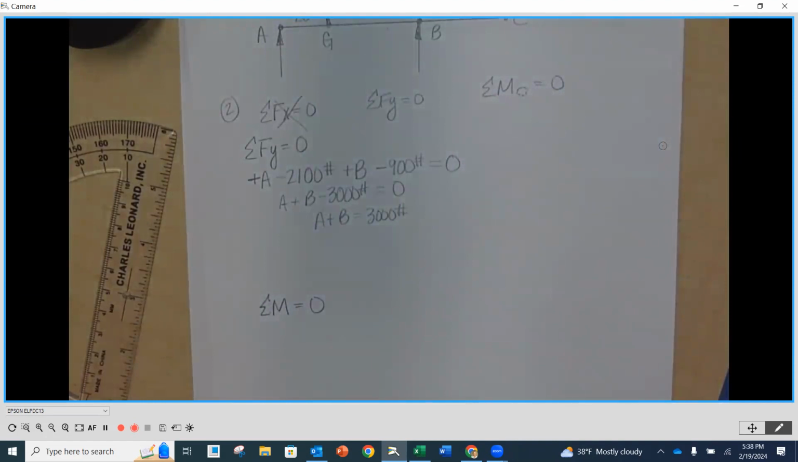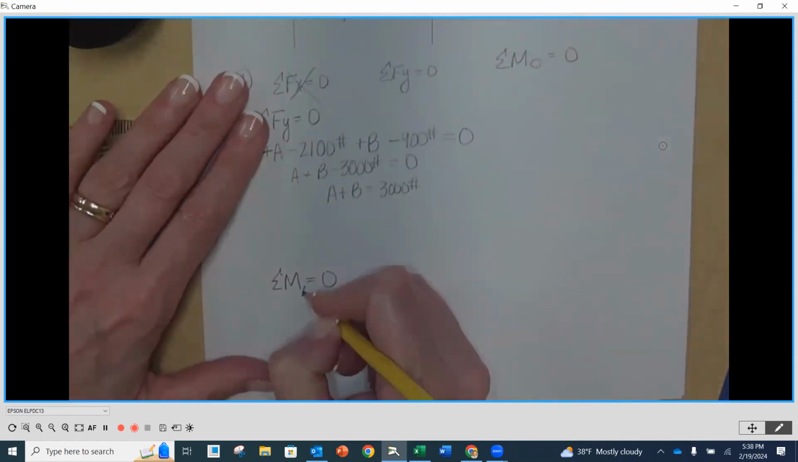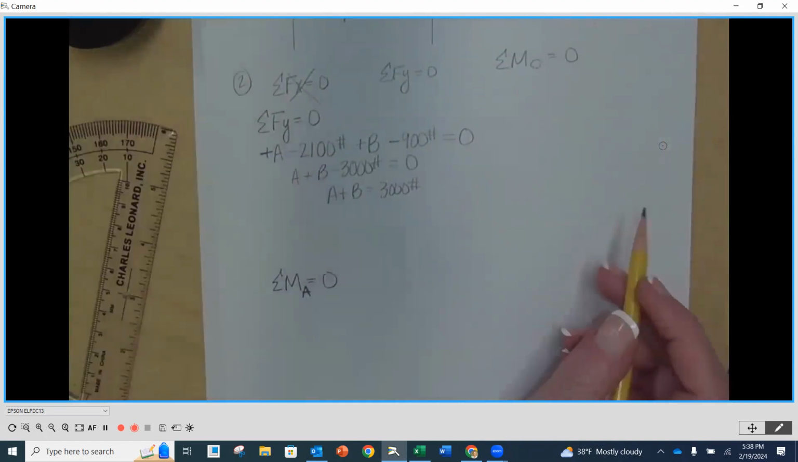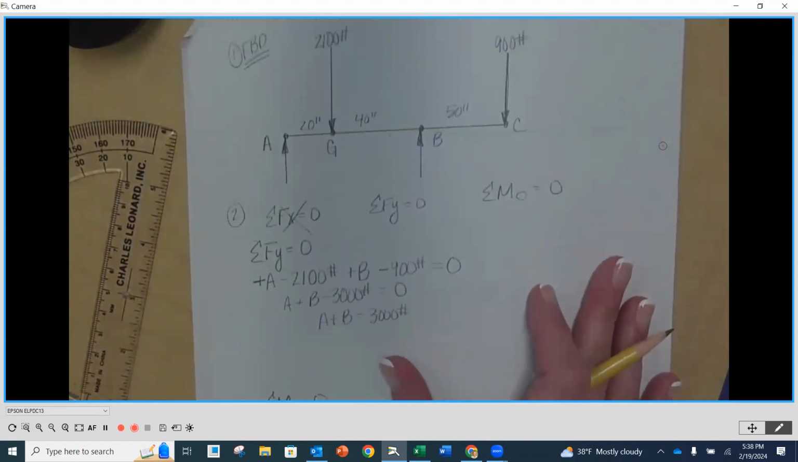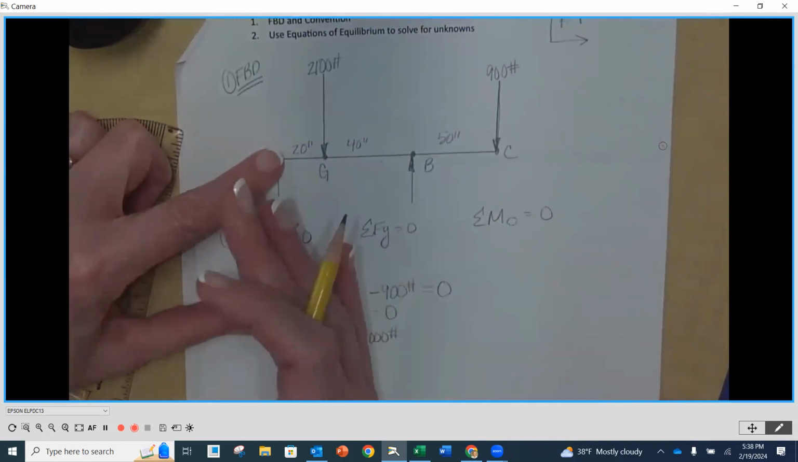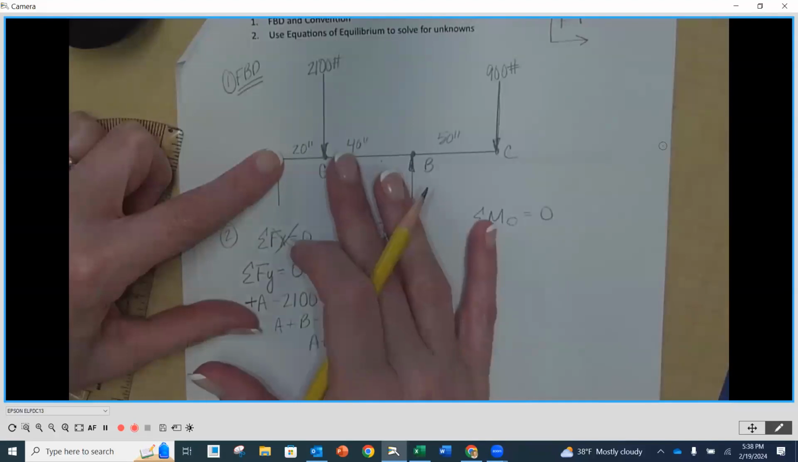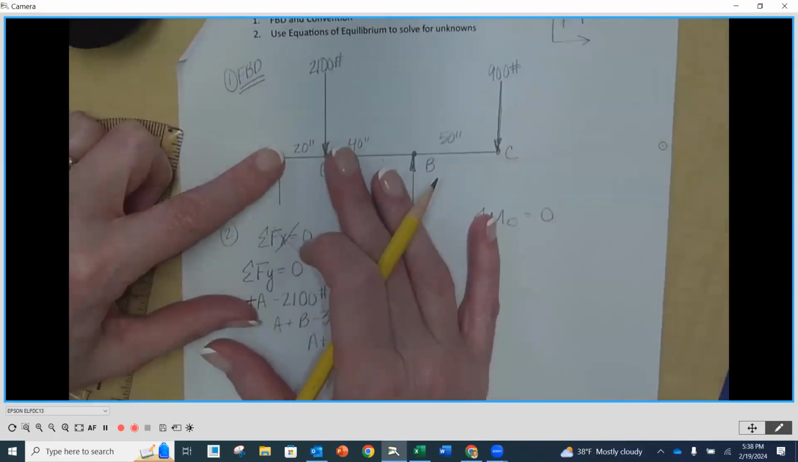Okay, so let's sum around A. Make sure that you identify the point that you're going to sum your moments around. And then we're going to put our finger on A, and then we start left to right. At least that's the order I'm going to go in. And we're going to then sum our moments.